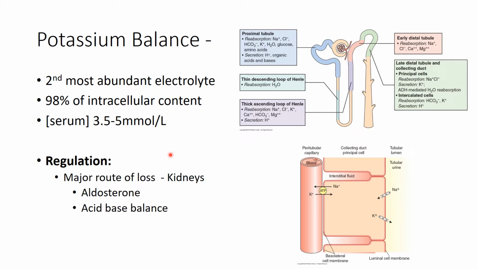So really the kidneys are going to be a large site of loss for potassium, and this is due to the aldosterone function, and then also acid-base balance, in that we exchange it for hydrogen moving in between cells. And so in acidosis we're going to expect hyperkalemia to be a product, and then for alkalosis we're going to expect hypokalemia to be a product.